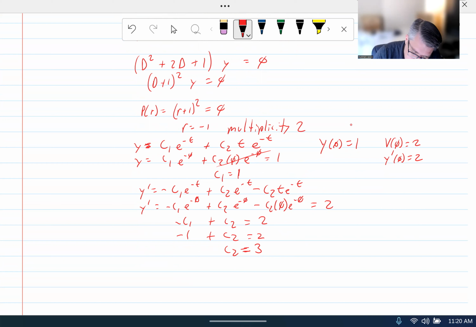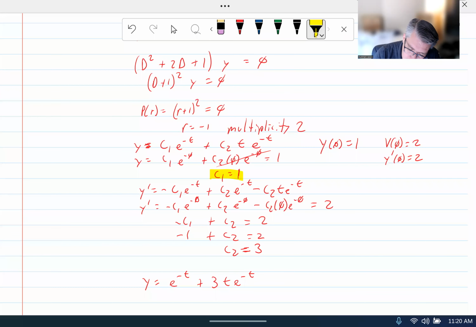So our solution is y equals e to the negative t plus 3t e to the negative t, with c1 equaling 1 and c2 equaling 3.